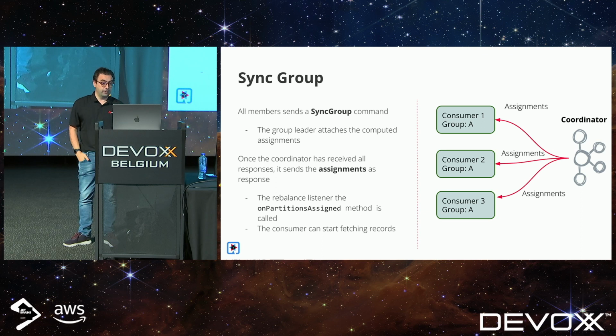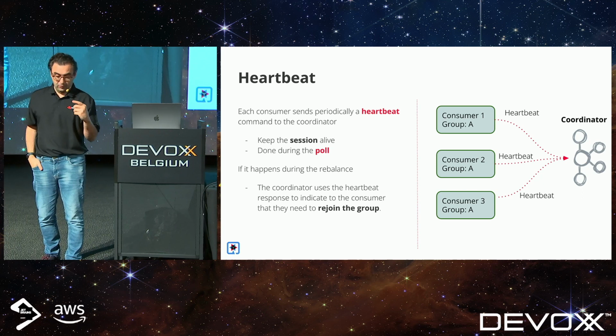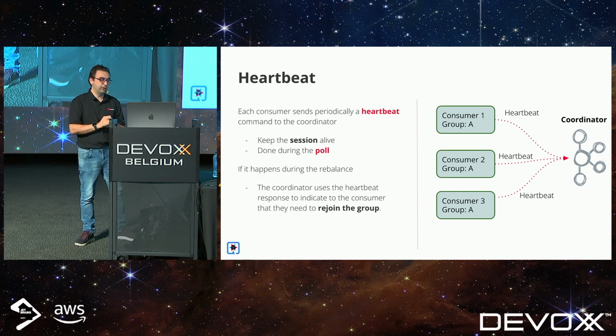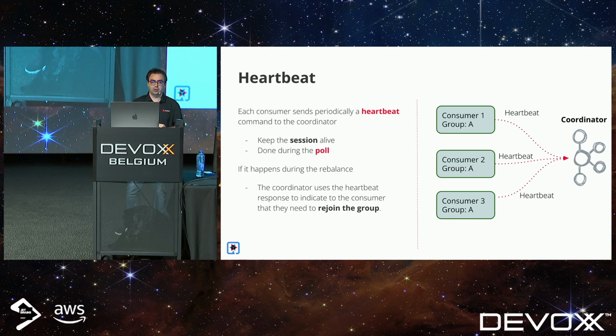Again, remember, at the beginning, when I send the join, I send a few metadata so the coordinator can keep track of whether I'm still alive or not. Basically, it's done during the poll. So every consumer periodically sends a heartbeat as part of the poll protocol, the poll method.